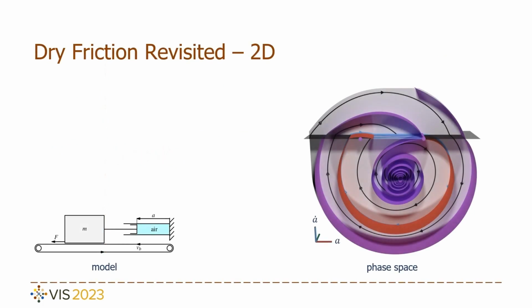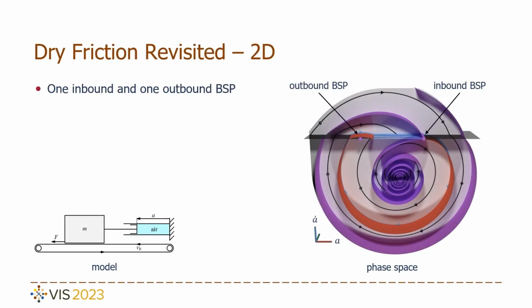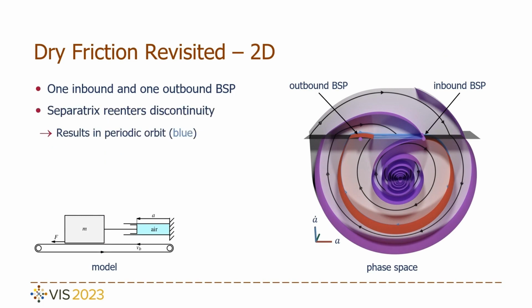We now revisit the dry friction case from the introduction. The attracting sliding flow is bounded by an inbound and an outbound boundary switch point. The separatrix coming from the inbound boundary switch point re-enters the discontinuity, which results in a periodic orbit. The invariant sets consist of the source and one large stream set.